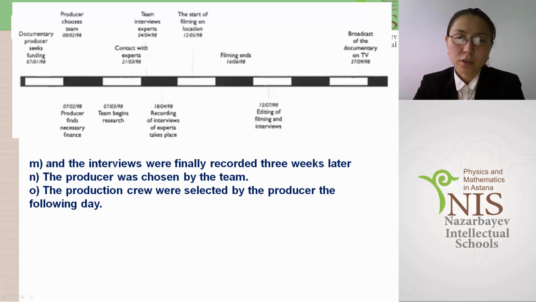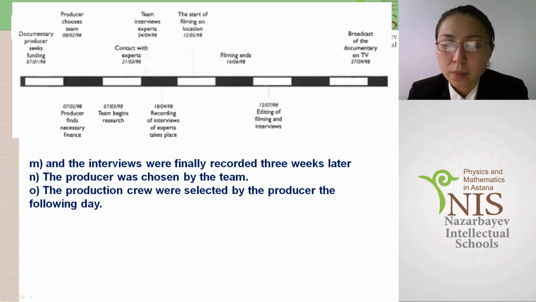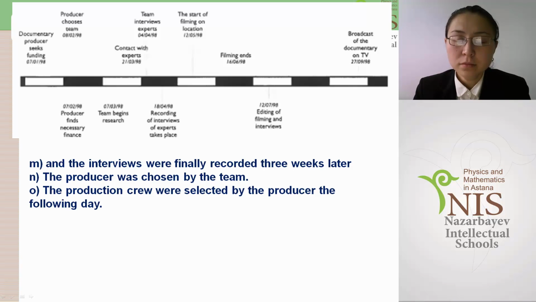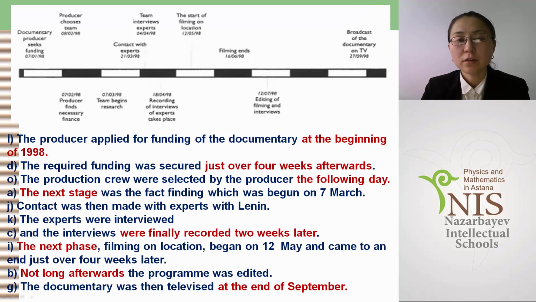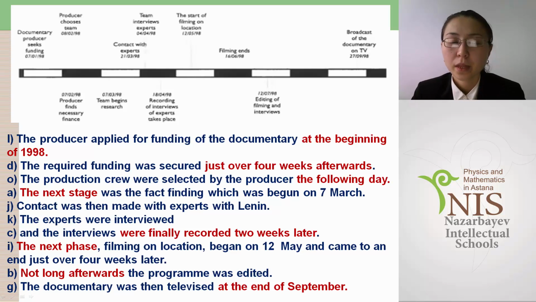N. The producer was chosen by the team. Look here very carefully. Who was chosen? And O. The production crew were selected by the producer the following day. Have you found those 5 sentences that are not suitable? Okay, now you have some more time to look, and now let's compare. The red typed words and phrases will help you to identify: are the sentences good or not good?